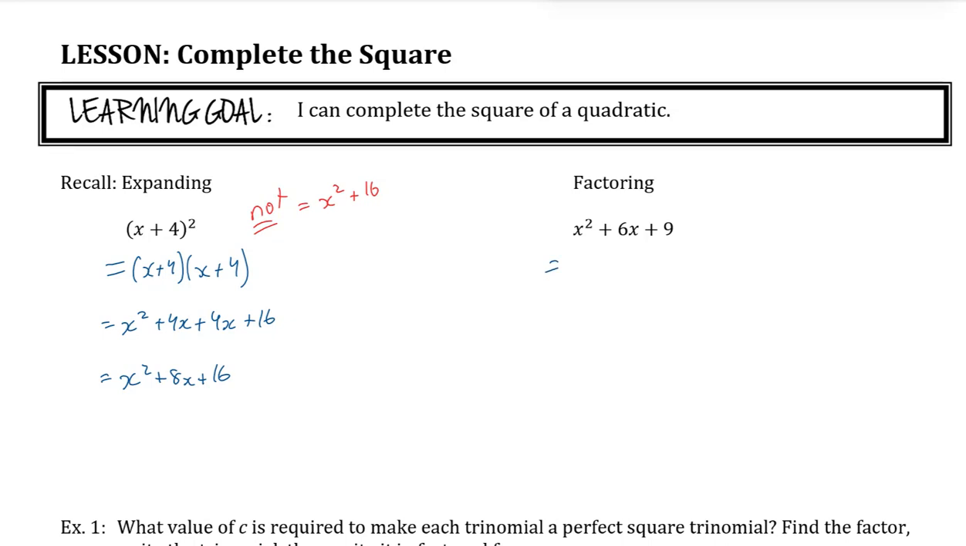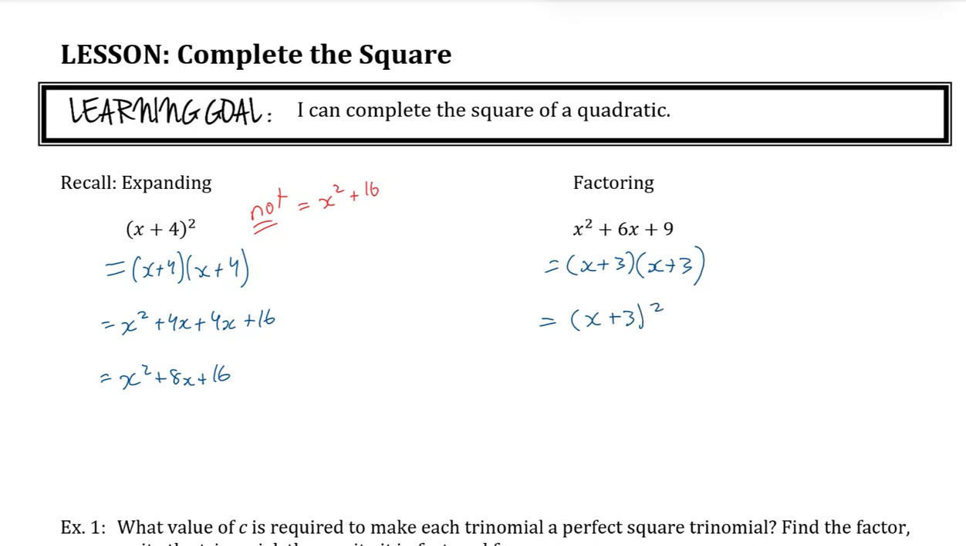This is a simple trinomial. Two numbers that multiply to 9 and add to 6. What are they? 3 and 3. So I do x plus 3 times x plus 3, which I could rewrite as what? X plus 3 squared. X plus 3 all squared. Very nice.